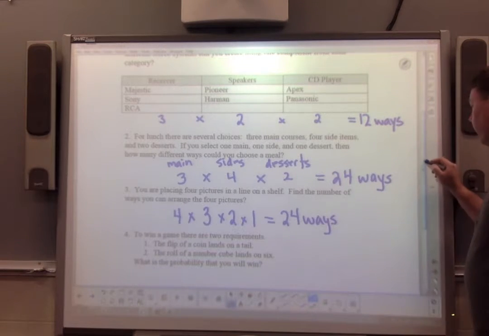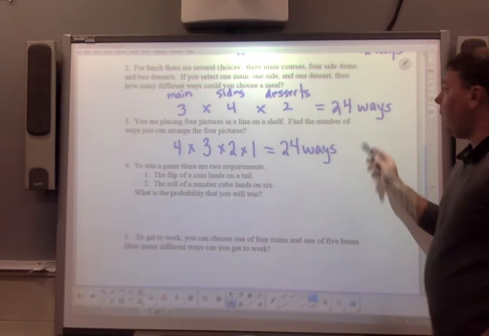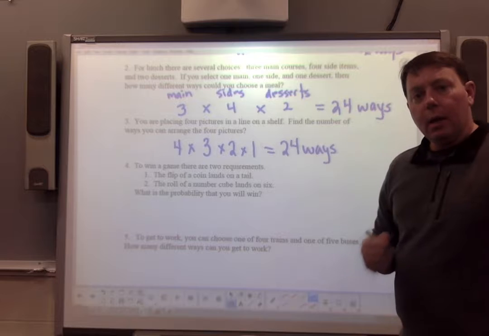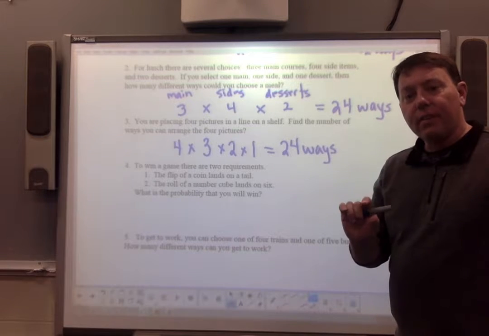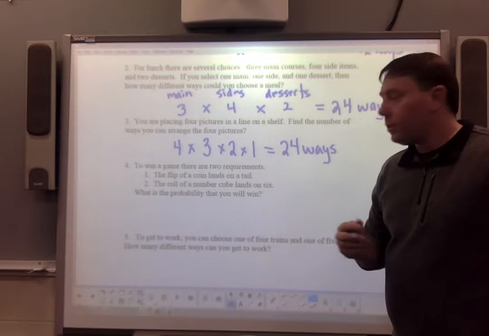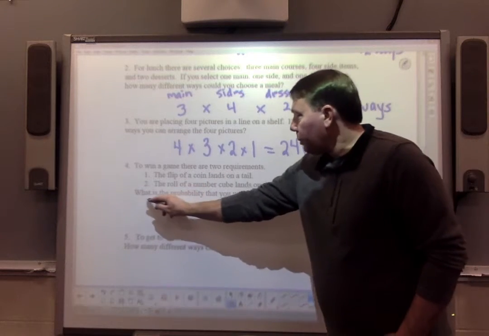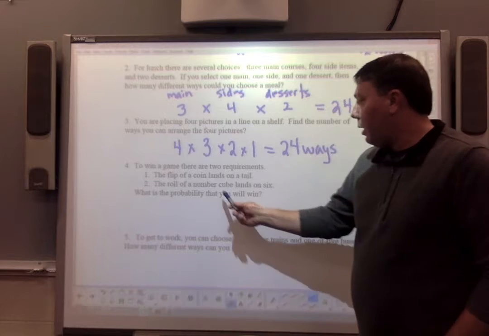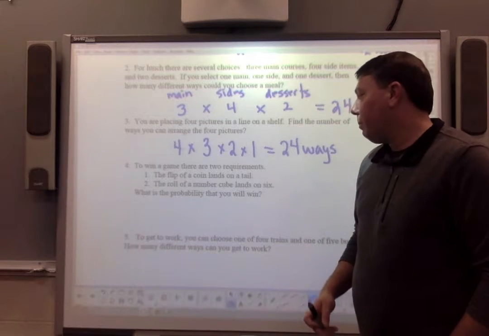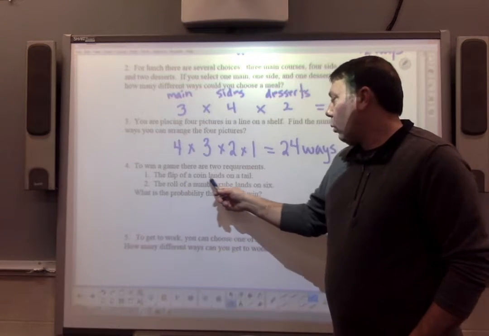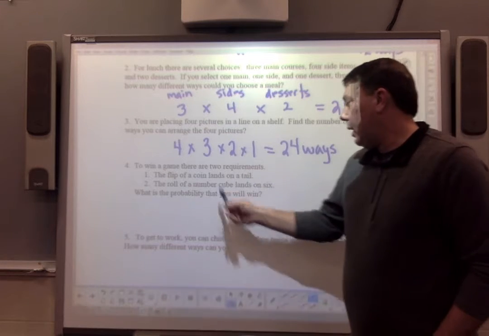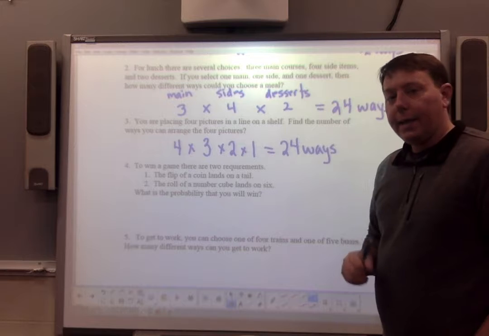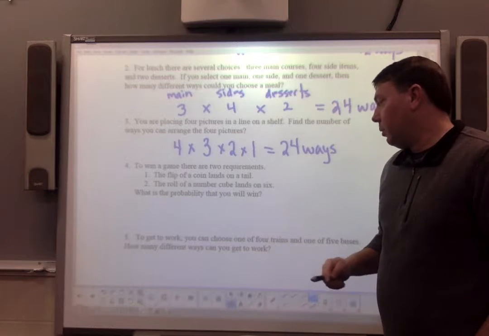Okay, question 4. Now the reason why we're finding the total number of outcomes is because when we study probability, probability is the number of ways in favor of an event over the total number of outcomes. So here we're going to talk about what is the probability that you will win. And the game that we're playing involves a coin and a number cube. And if the flip of a coin lands on a tail, you win. And if the roll of the number cube lands on a 6, so it's a 6-sided die, and so if it lands on the 6, you win.